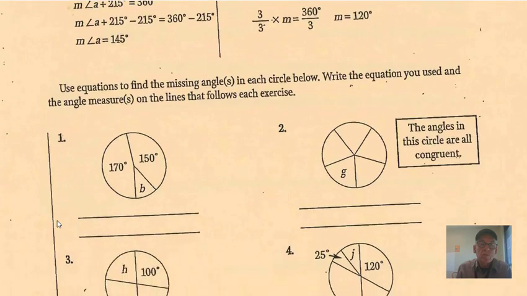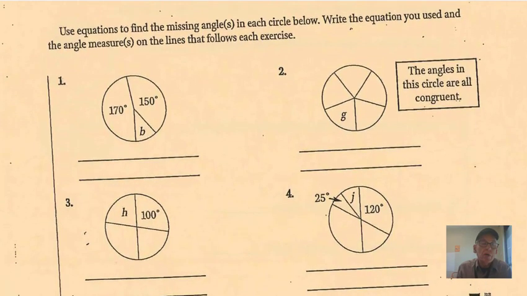Okay, so now the numbered exercises. All together these have to be 360. What we have together is 320. So 360 minus 320 gives us 40. The measure of angle B is 40 degrees.